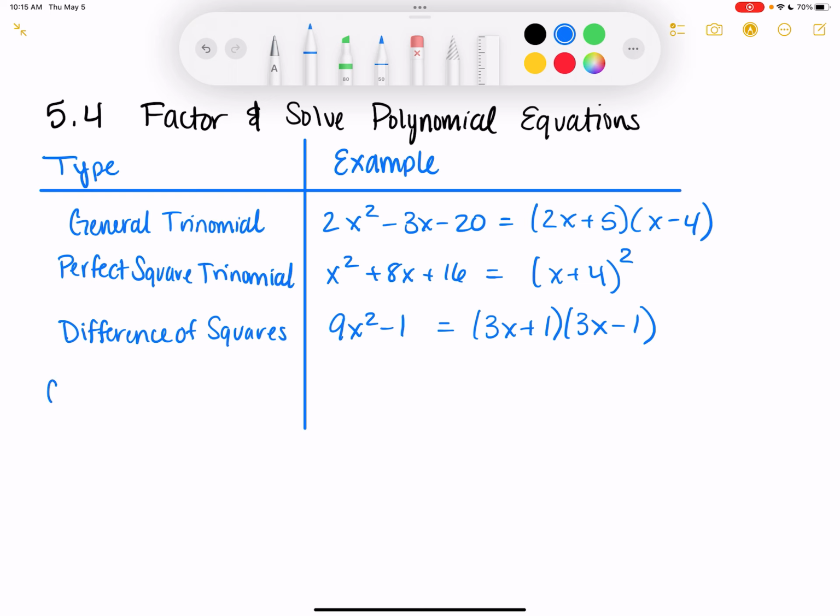And then the last one would be a common monomial factor. It's 8x squared plus 20x, which would take out a 4x from both pieces. It'd be 4x times 2x plus 5.